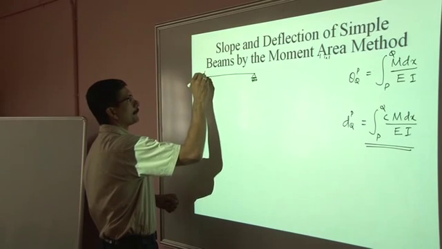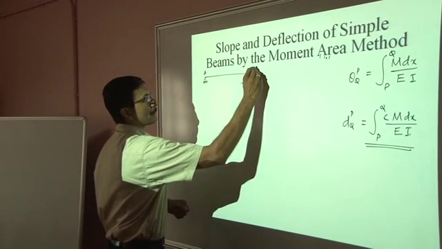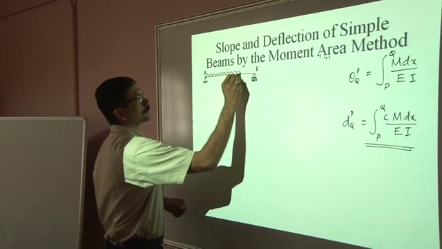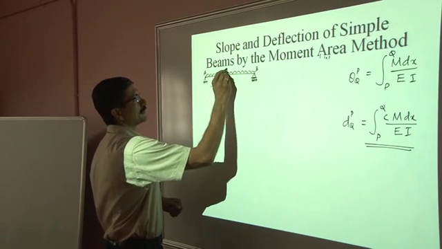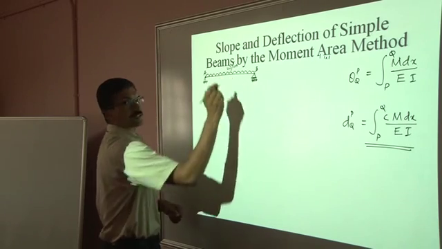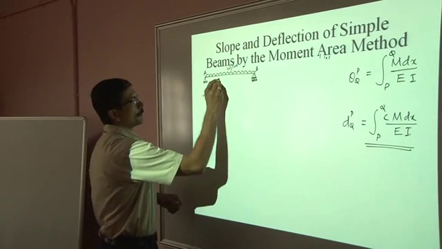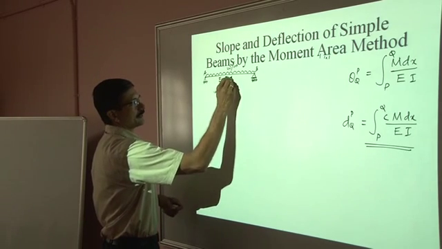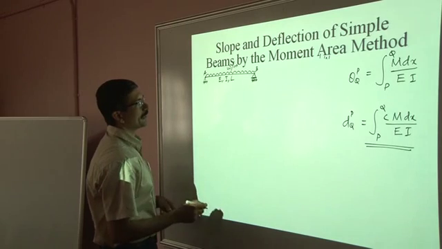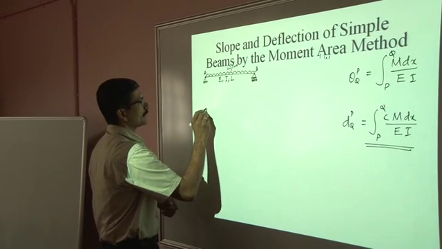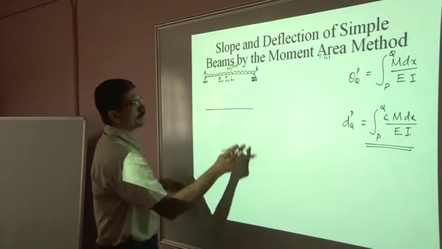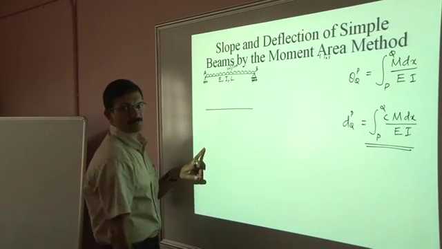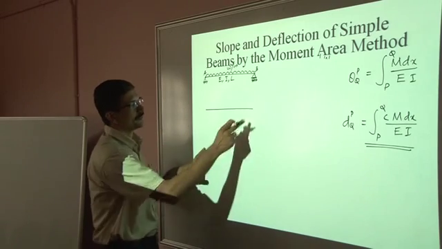subjected to UDL throughout, uniformly distributed load throughout, of intensity W per meter. Properties are Young's modulus, second moment of area or moment of inertia, length. The bending moment diagram of this beam would look like bending moment is equal to 0 at both these supports, and the variation of bending moment diagram will be like a parabola between these 2 points.